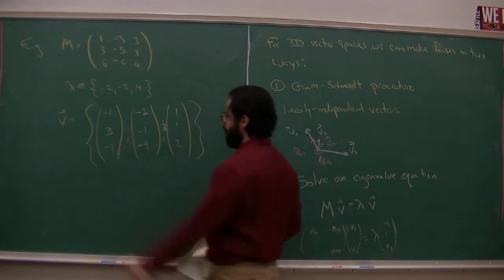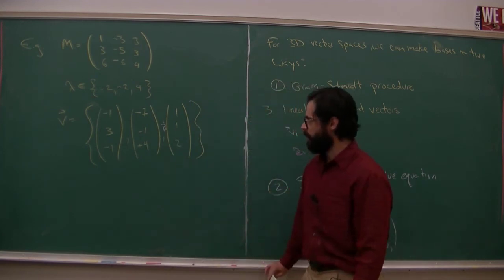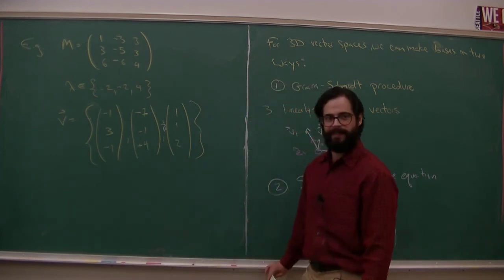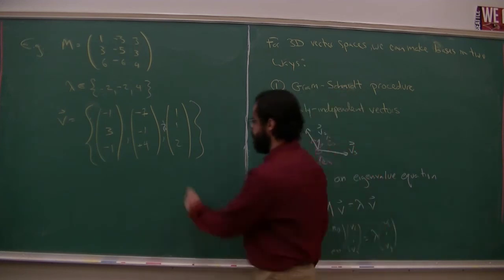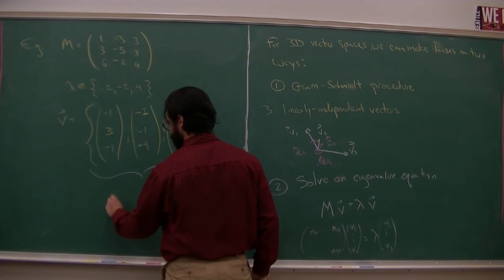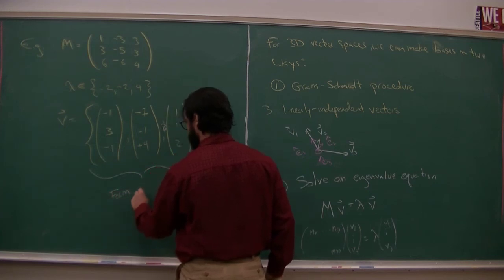So these are not just linearly independent, they're orthogonal. So in fact, we get this for free. All we have to do is normalize. So these, up to normalization, form a basis.